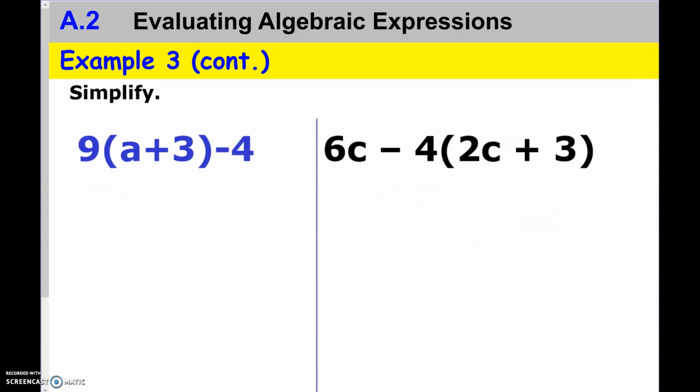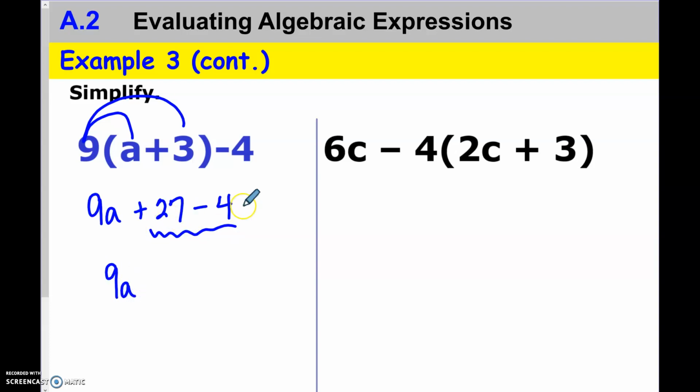All right, this one is going to have the distributive property and then some like terms. So we've got 9 times a is 9a. And we have 9 times 3 is 27. And then we can't forget about this negative 4 at the end. So do we have any like terms? Well, these are both constants, so we can combine them. So keep your 9a, and 27 minus 4 is plus 23. So when we're done, we end up with two terms, 9a plus 23.